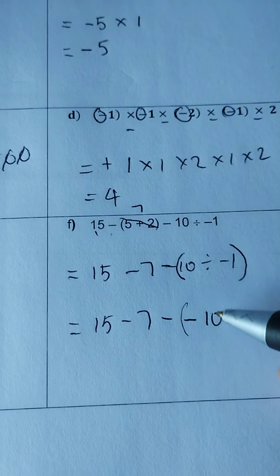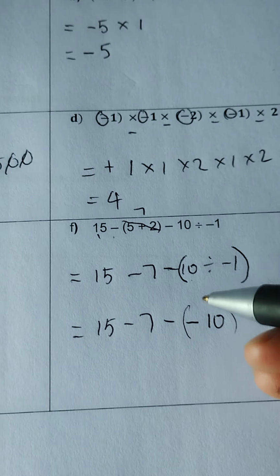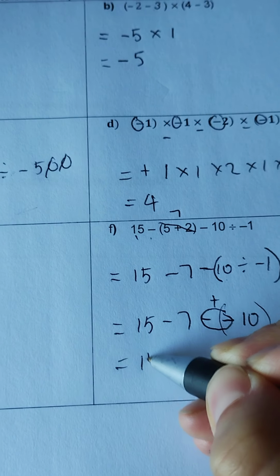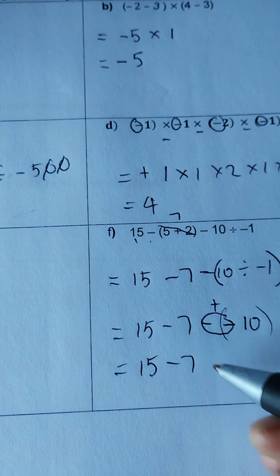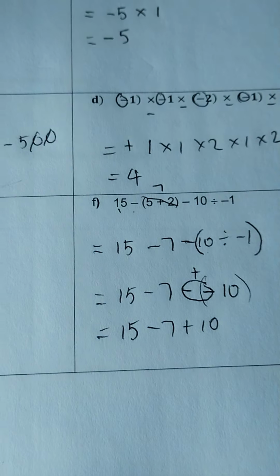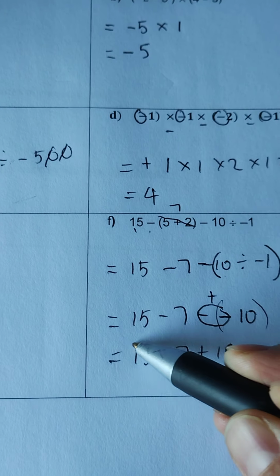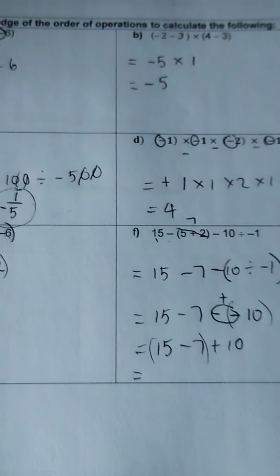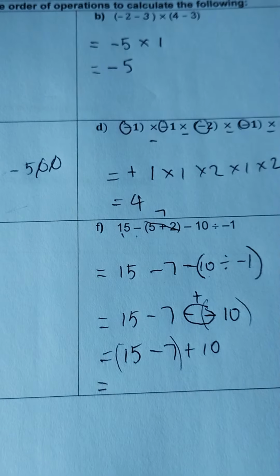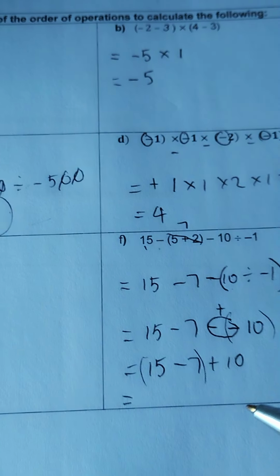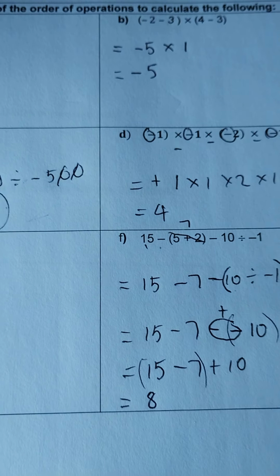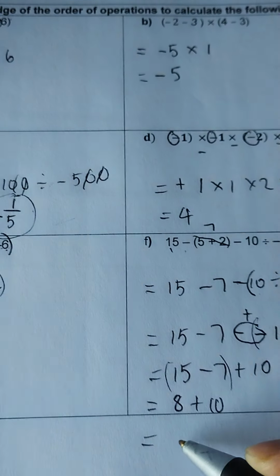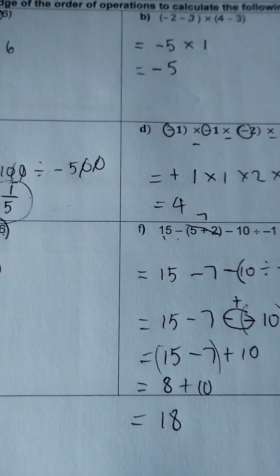If you had brackets still here, that's fine. And just like before, two negatives, we say make a positive. Stop there and rewrite it. 15 take away 7 plus 10. Nice and clear. And now left to right, so 15 take away 7. Where are we? It would be 8. And then 8 plus 10. Don't forget to write the plus 10. And 8 plus 10 gives me 18.